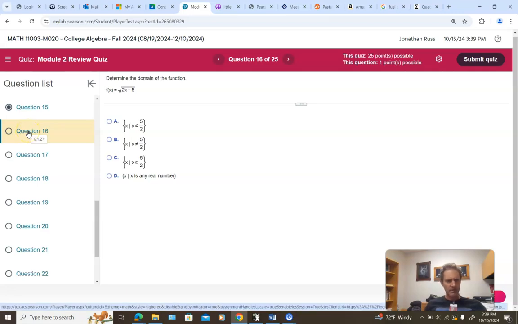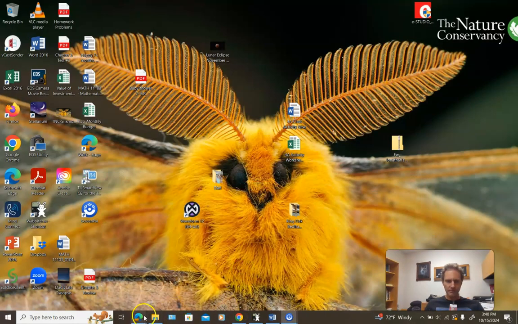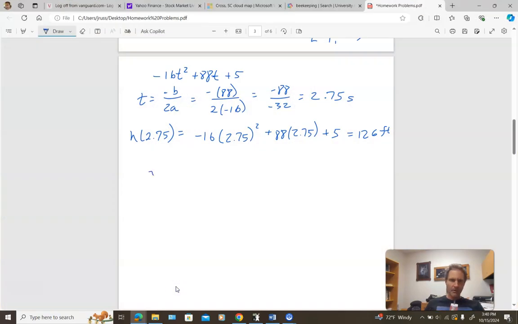Alright, question number 16. It says determine the domain of this function. Well, this is a square root function. It's the square root of 2x minus 5. Well, the domain is all the numbers that keep this radicand here 0 or bigger. So to find the domain, we take that radicand and we set it greater than or equal to 0. Okay, and we solve it for x.